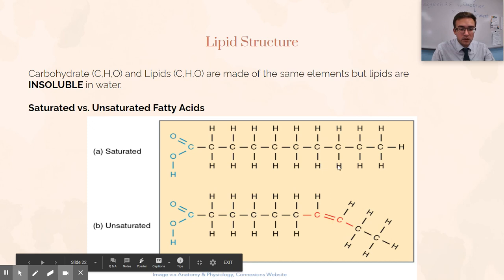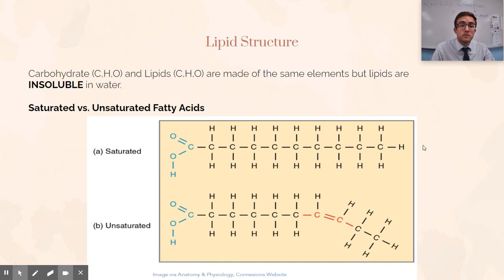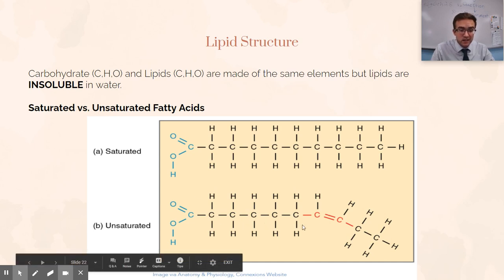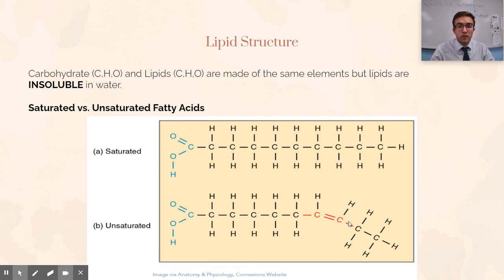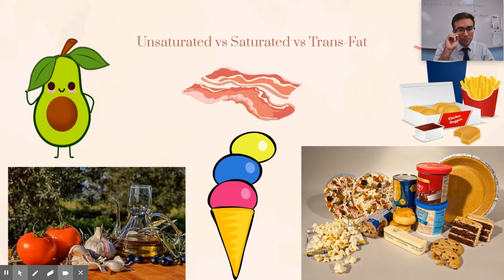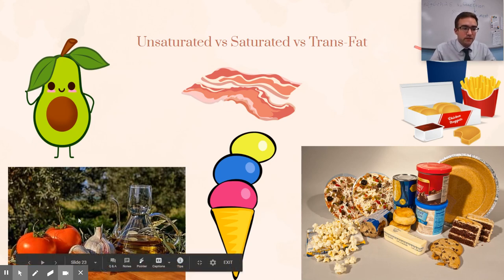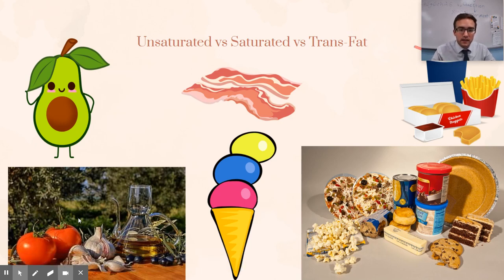If we look up here, there's two hydrogens. Down here, there's no hydrogens. So saturated fatty acids are filled to the brim with as many hydrogens as possible. Unsaturated fatty acids have double bonds in there causing them to not be as filled with hydrogens. When we get into talking about unsaturated versus saturated versus trans fats, as you may hear, there are a couple key differences. Unsaturated fats, as you know, have a double bond in there, and they form a kink.